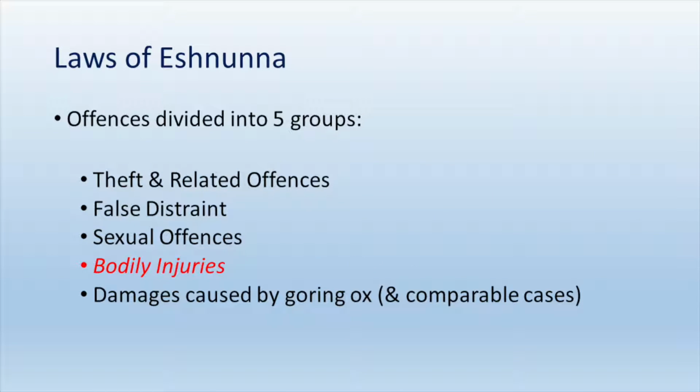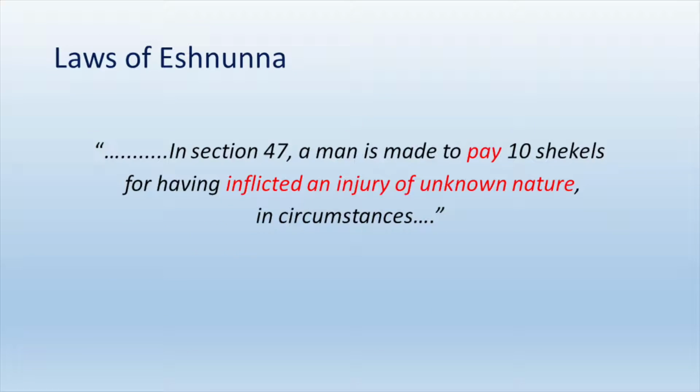If we go back to the ancient laws of Eshnunna, about 1,000 to 2,000 years BC, they identified 5 offenses, and one of these deals with bodily injuries. In one of the sections of these laws, a perpetrator was asked to settle the victim a sum of 10 shekels for having inflicted injury.